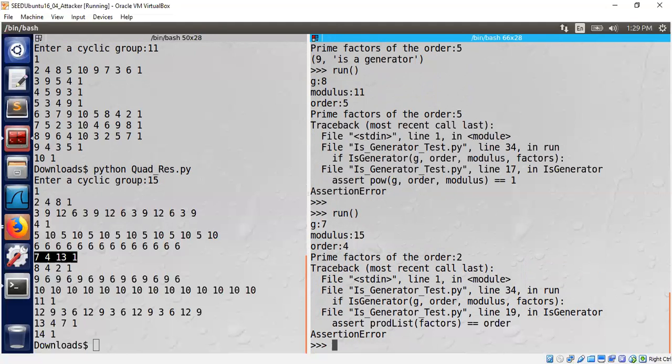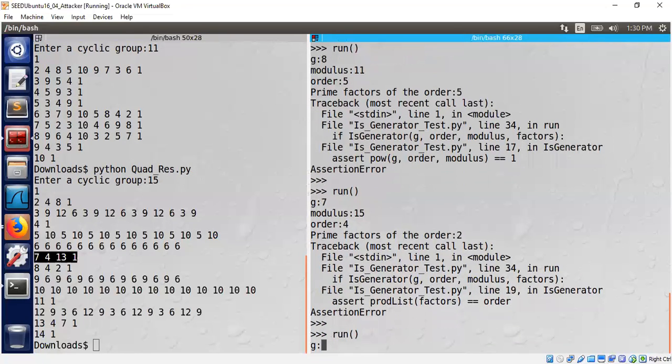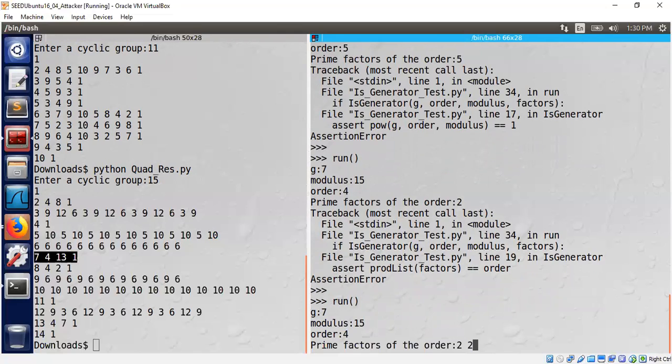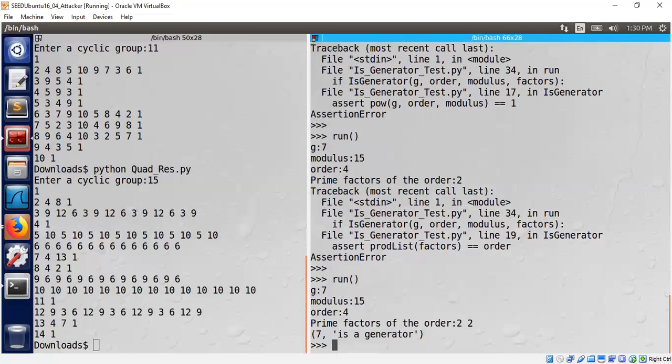What did I do? I made a mistake because I didn't repeat the prime factor, 2 times 2. So remember, here I'm checking that the product of the prime factors is equal to the order. So let me run it again. 7, 15, 4. The prime factors are actually 2 and 2. That assertion checking actually requires me to repeat the prime factors. If I didn't have that assert, I wouldn't have to add the duplicate elements. Anyway, it's just a small error handling thing, which is good because I can now demonstrate that 7 is indeed a generator of the group of order 4, because we can see here.